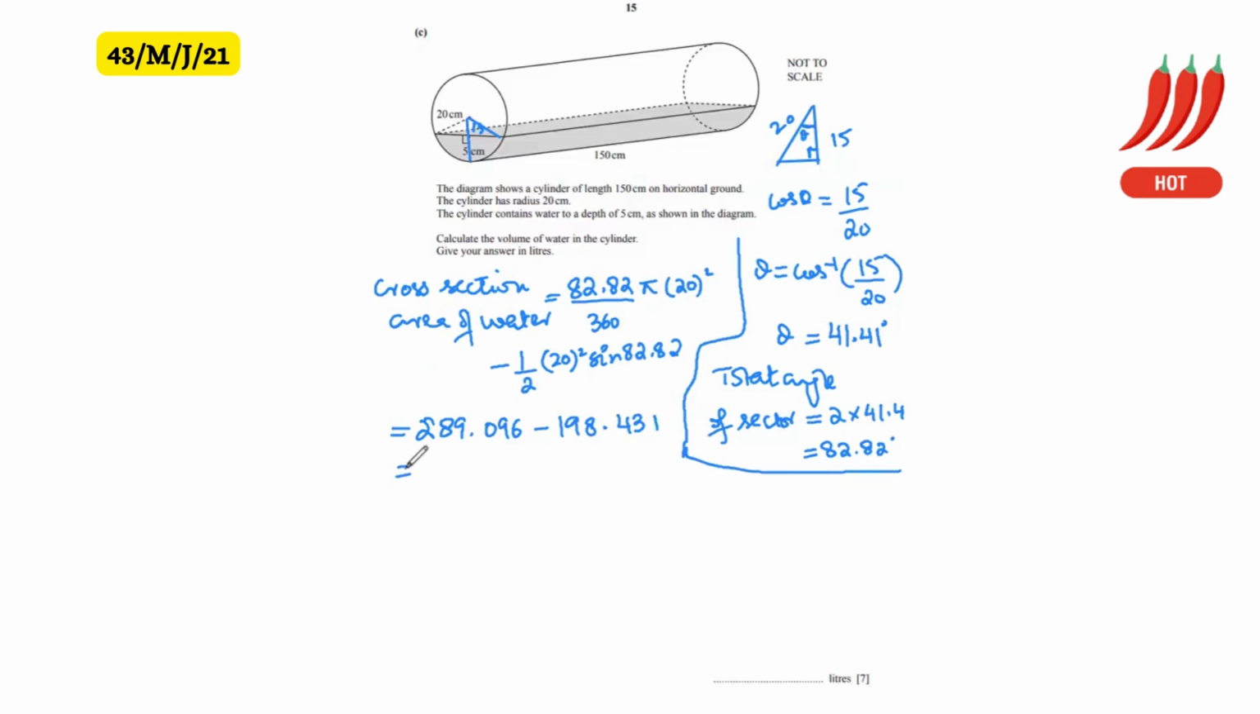So 289.096 minus 198.431 is 90.67 centimeters squared. That is the cross-section area of water. So volume of water is going to be the cross-section area times the length. So 90.67 times 150, and that's going to give us 13,600.5 centimeters cubed. So for the answer in liters, we divide this by 1,000.